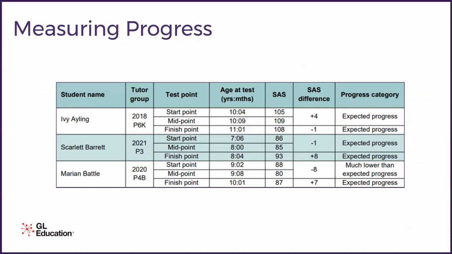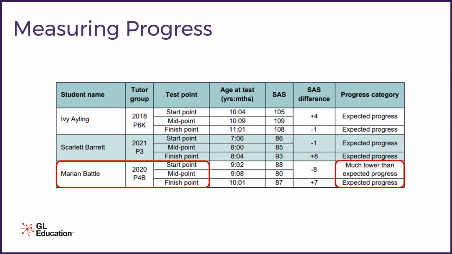In this progress report example, Form A, B, and C have been administered. With 3 data points, we have a start, mid, and finish point. Progress is measured between each point, so from start to mid, and then mid to finish. For Miriam, we can see that between the first 2 sittings, she made lower than expected progress. However, between the midpoint and finish point, she made expected progress.